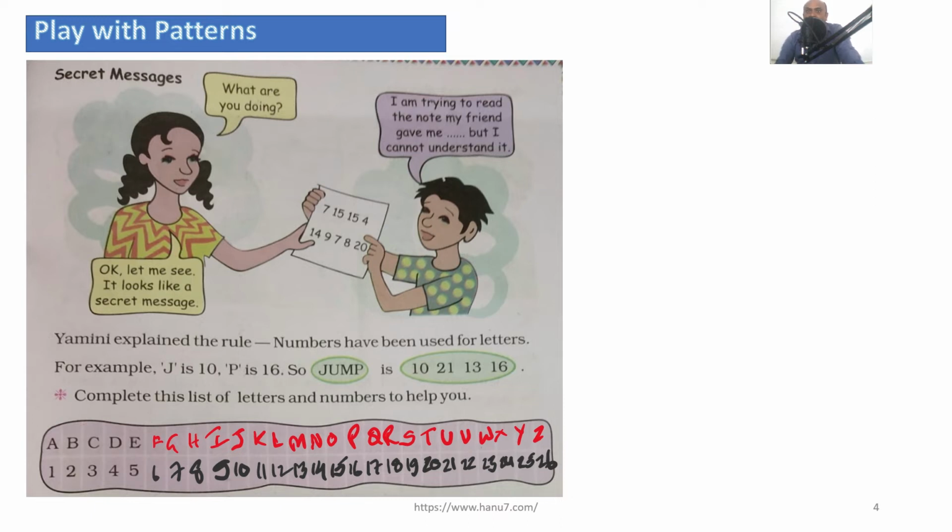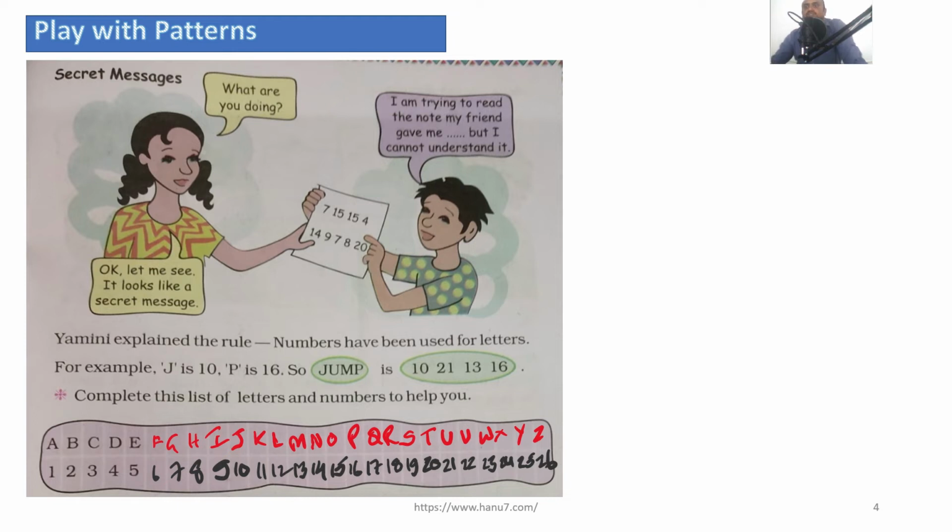Yamini is the girl's name. She explained the rule. Numbers have been used for the letters. So let us see one small example here. J is 10, P is 16, so JUMP. J is 10 and then P is 16. So we got 10, 21, 13, 16. JUMP is 10, 21, 13, 16.